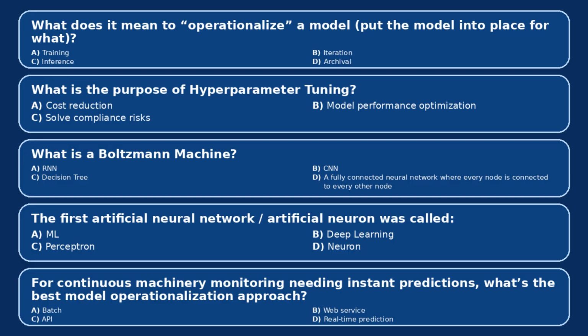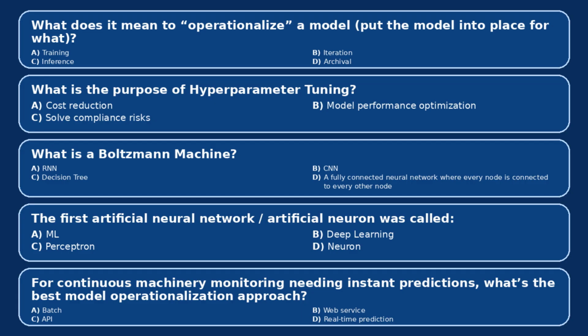Next question. For continuous machinery monitoring needing instant predictions, what is the best model operationalization approach? Is it a batch or a web service or an API approach or a real-time approach? The right answer is option D, real-time prediction, because the use case needs continuous, low latency, instant inference, not delayed or batch scoring.